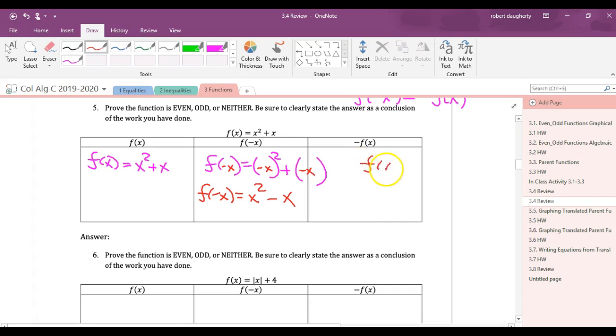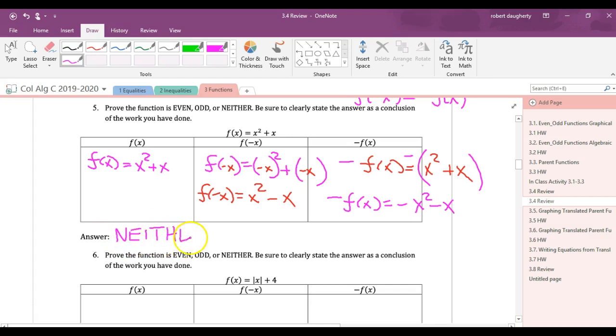If f of x equals x squared plus x, what does negative f of x equal? Put a negative in front of everything. You get negative f of x equals minus x squared minus x. Okay, this function is neither.